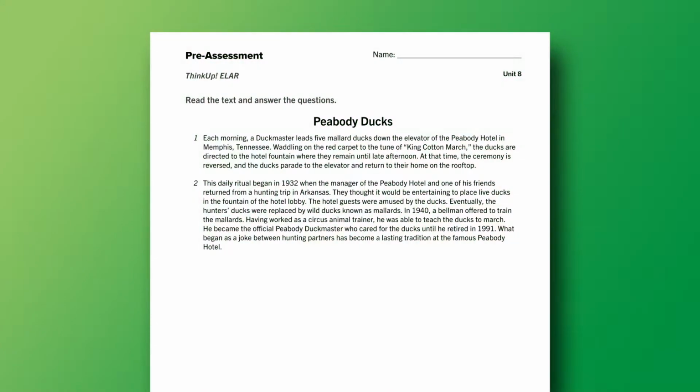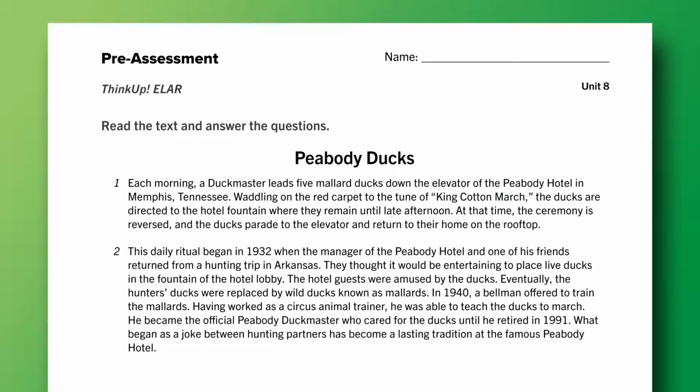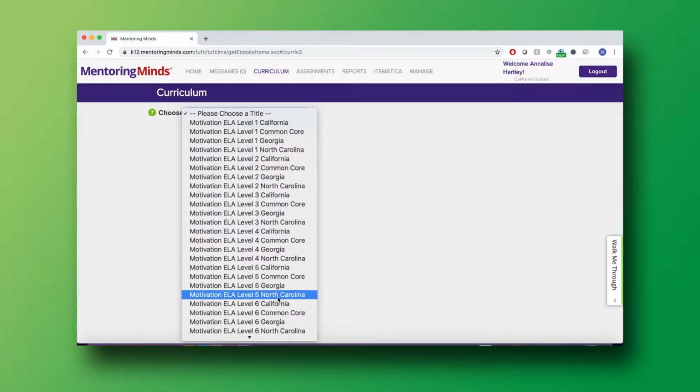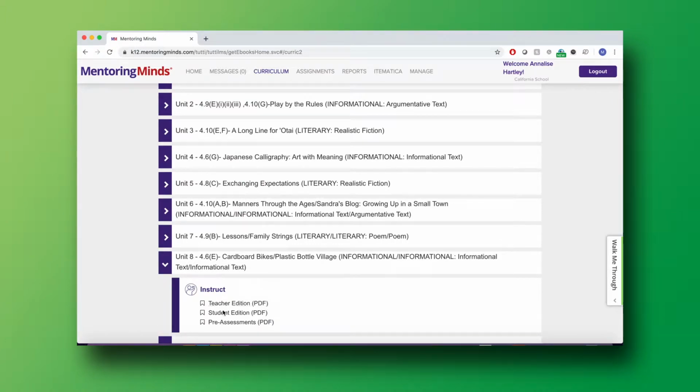The pre-assessment is a vital piece of the learning journey. It helps establish a baseline for learners and predicts what levels of support students will need to move forward toward mastery. Pre-assessments for each unit are available to download and print from the online interface.